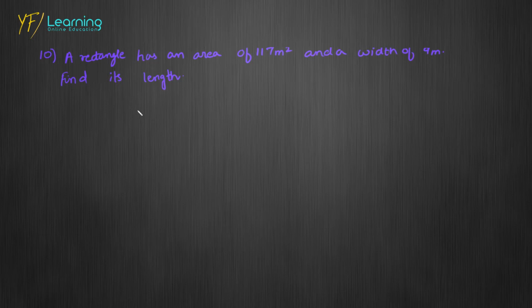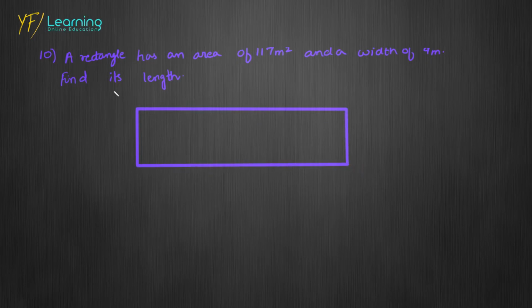Suppose we draw the figure of the rectangle. In this question, the figure is not given. So this is a rectangle and its area is equal to 117 meters square and its width is 9 meters. We have to calculate its length. So how to calculate its length?